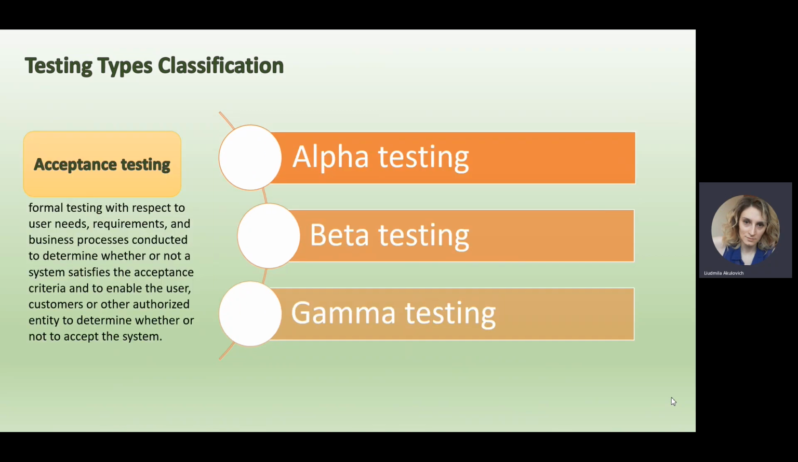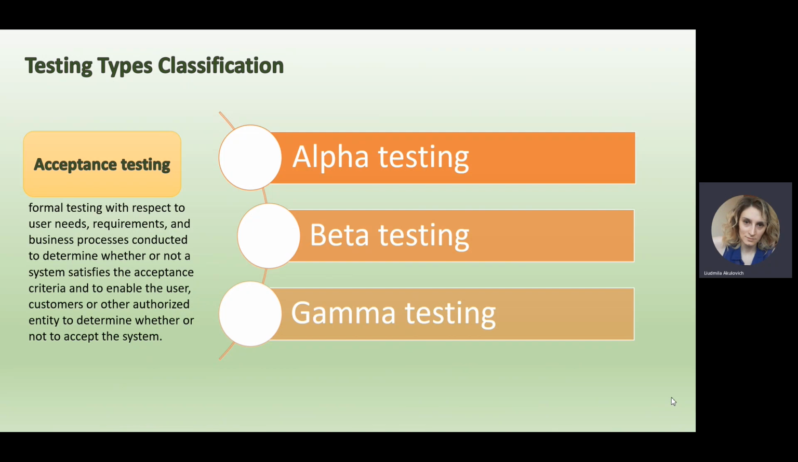If we are talking about acceptance testing, this is the final stage, and it determines if the software is finally ready to be launched to the general public. Again, it's usually performed at the customer side. There are two main types of acceptance testing: alpha testing and beta testing.